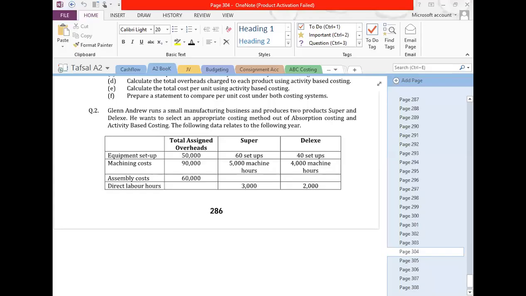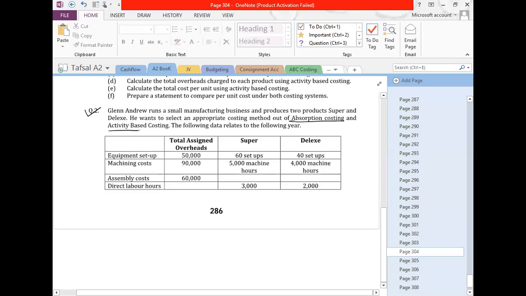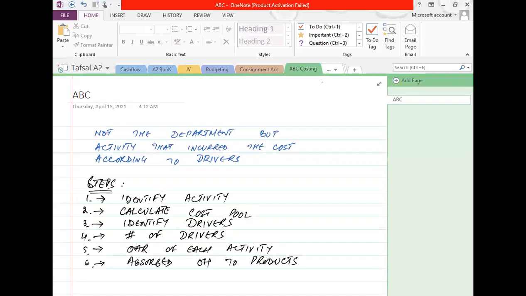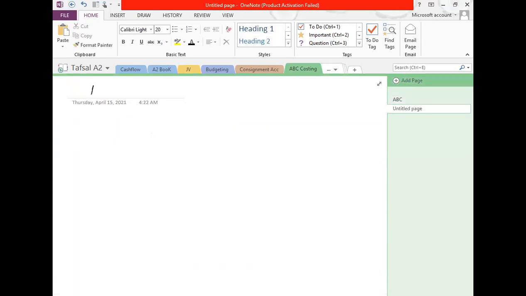I am picking question number 2, where we need to compare absorption costing and activity-based costing. They run a small manufacturing business with two products, Super and Lexi. So the information is given to us. Let me formulate it. Question number 2.